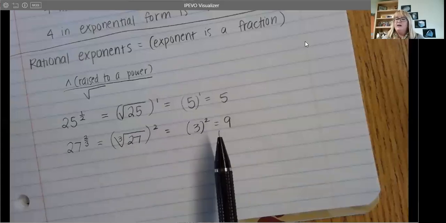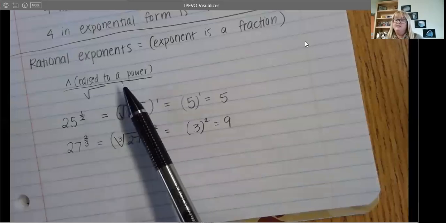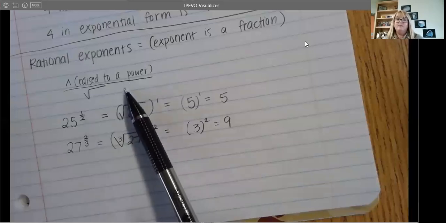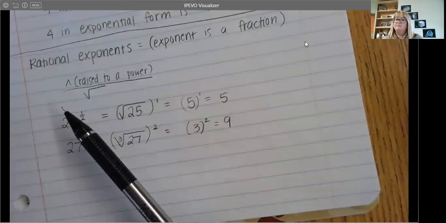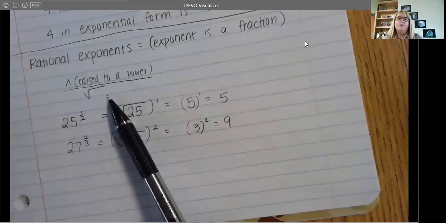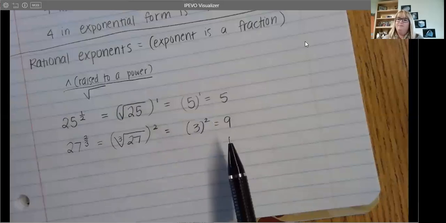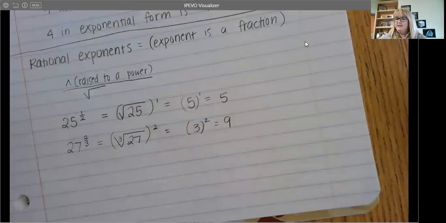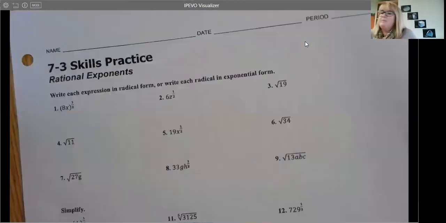Okay? So I just wanted to go over quickly with you rational exponents. Your calculators have the capability to use a rational exponent. So it will do the work for you, but I wanted to show you where it comes from. All right, so let's look at our assignment today.